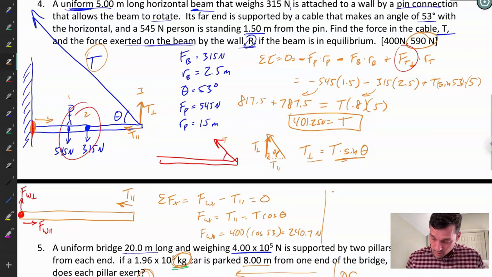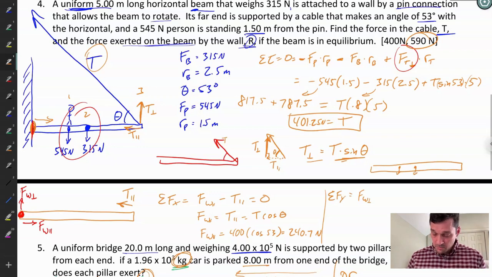It doesn't make it that much harder. We just have to address the sum of the forces in the y direction. The force of the wall perpendicular to the beam, up and down, is up. And what forces do we have acting downward on it? We've got the force of the person down, we've got the force of the beam's own weight down, and we've got the y component of the tension upward. So the force of the wall plus the tension upward minus the force of the person minus the force of the beam, all those are in equilibrium.